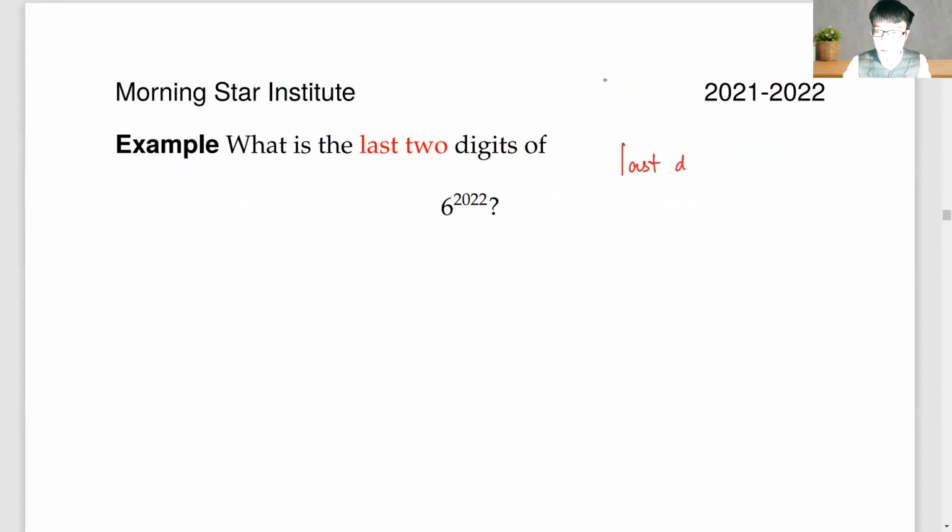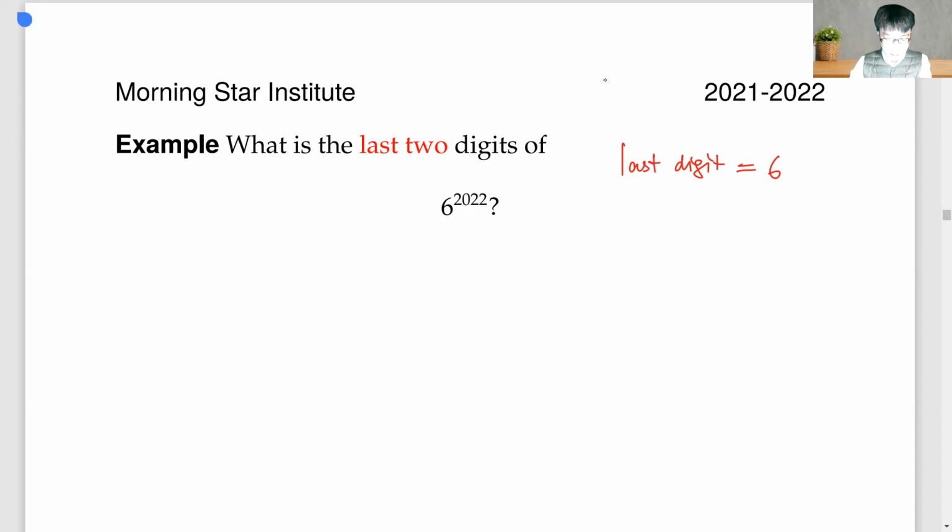Last digit is for sure equals 6, right? 6 times 6, 36, or 6, and times 6 again, 6. It's always 6. But here, the question is asking for last 2 digits. So we need to find the 10th digit. Let's pick our 10th digit.